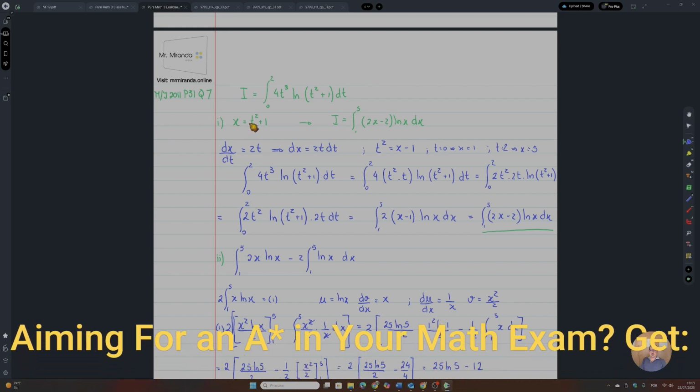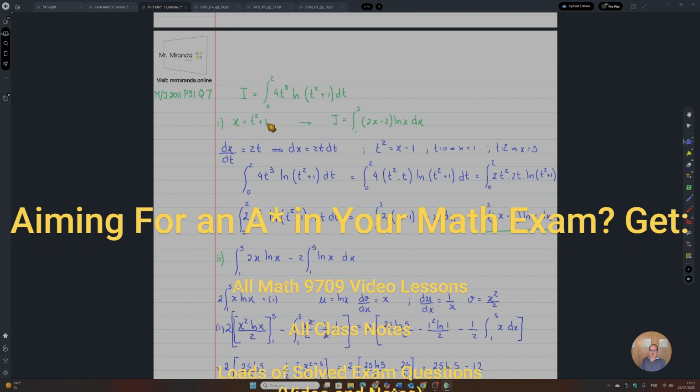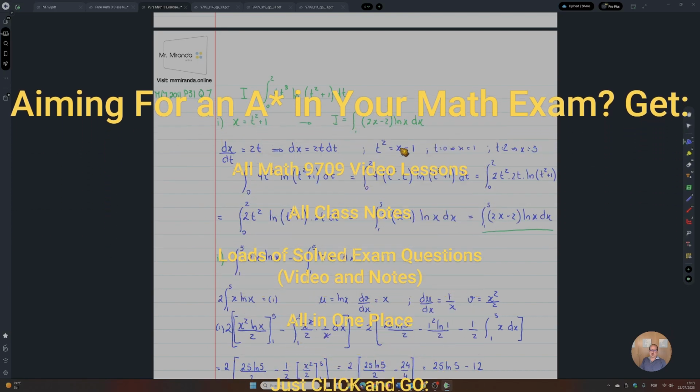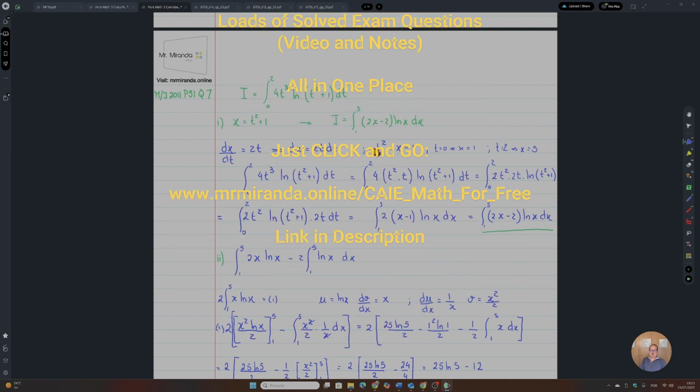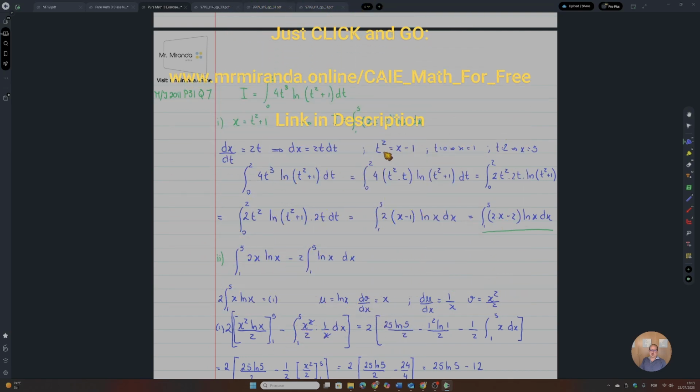Well, if x equals t squared plus 1, then t squared is going to be x minus 1, right? Which means that 2t squared, the thing that you'll need, is going to be 2x minus 2, or 2 open brackets x minus 1. So you can get it from there. Before that, don't forget to get the new limits of integration. So when t equals 0, x equals 1. When t equals 2, x equals 5. These are going to be the limits of integration that you can see here already, right?